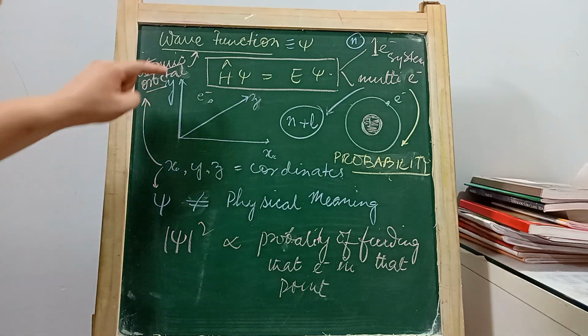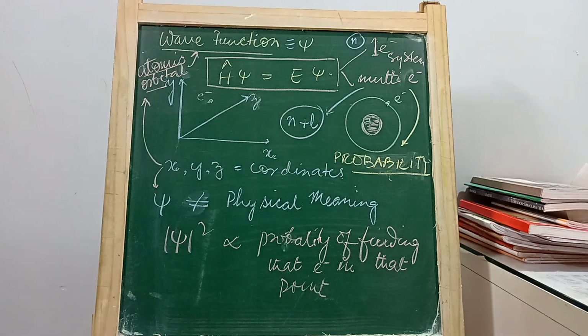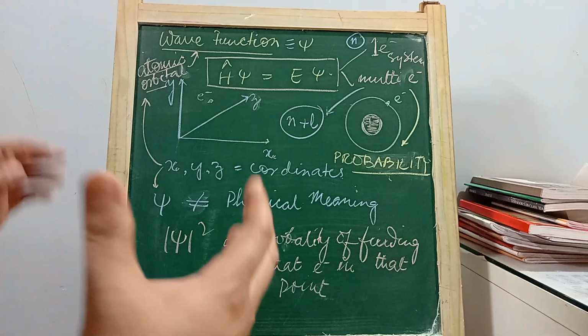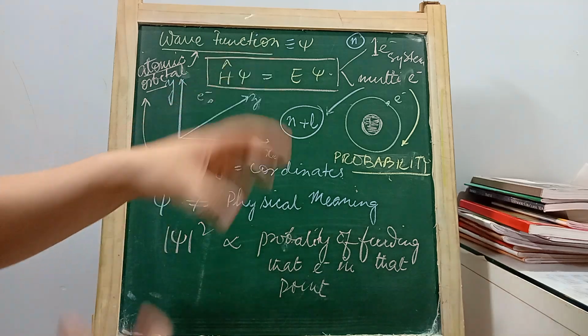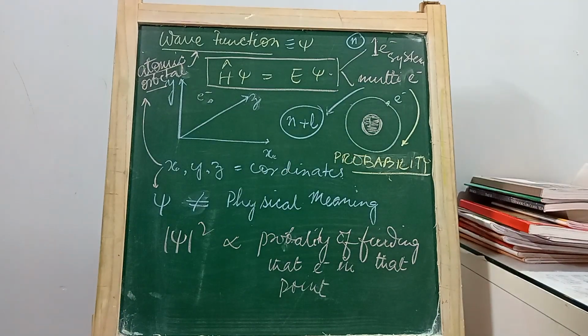Okay, let's try to understand what the wave function is in relation to Schrodinger's equation, which is a basis for explaining the structure of the atom: how the electrons are distributed, what is the position of the electron, what will be its velocity. So the mathematical expression which explains the distribution of electrons in an atom is Schrodinger's equation, which is this one.